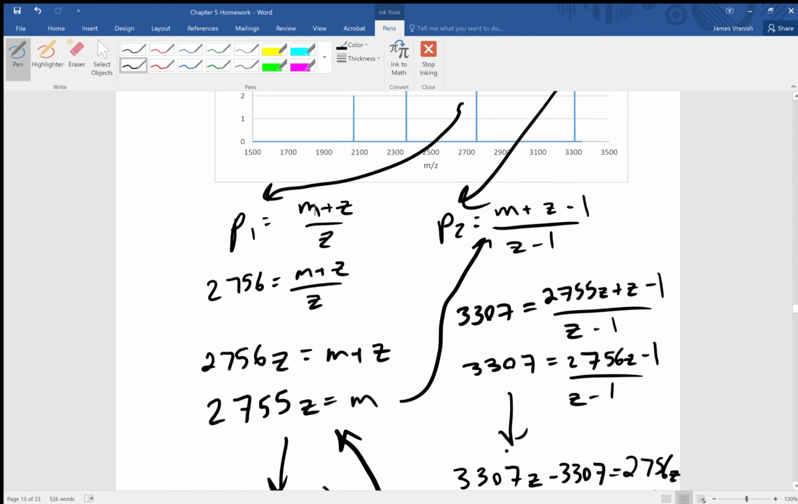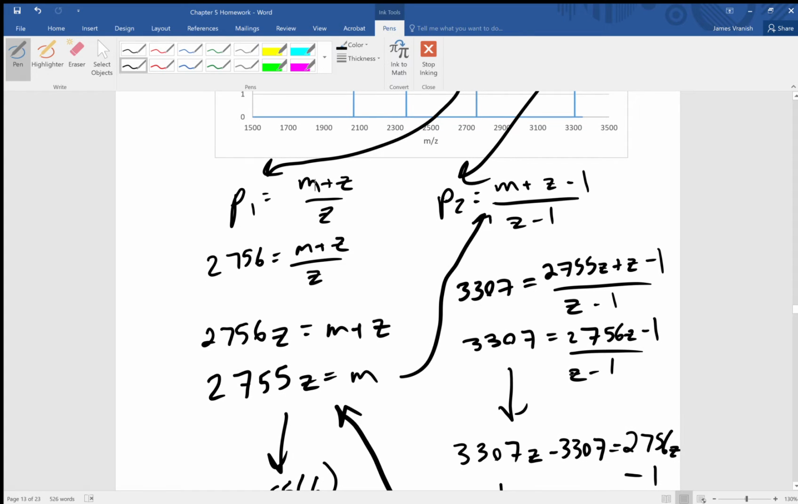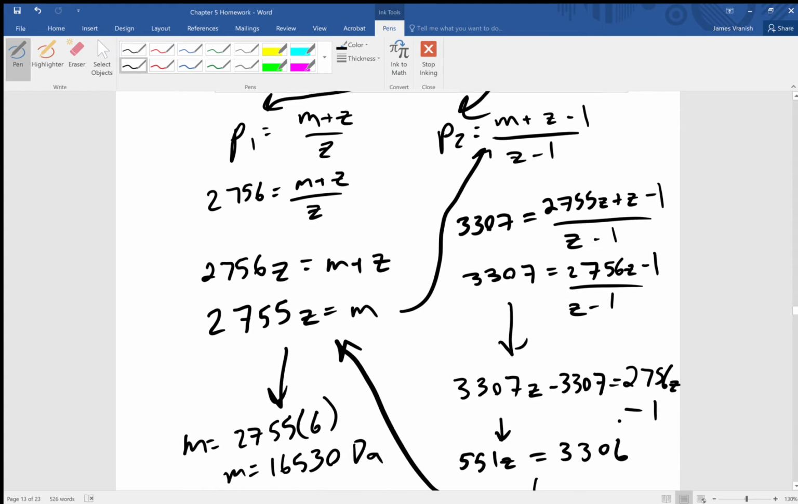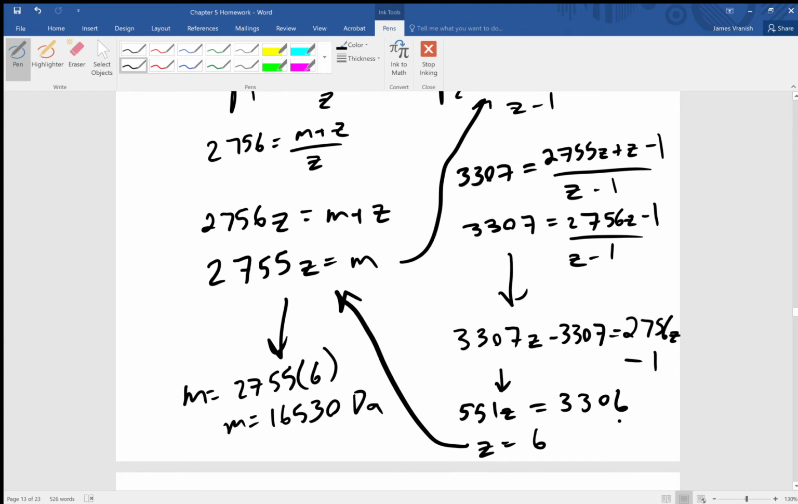Once we're at that version, we can now multiply both sides of the equation by the quantity z minus 1. When we do that, we end up with 3307 times z minus 3307 is equal to 2756z. Sorry, I ran out of room down here with this part of the equation. Now what we need to do is move our z's to one side and everything else to the other. So we'll subtract 2756z from both sides, giving us 551z, and we'll add 3307 to both sides so that the non-z term ends up on the other side, giving us 3306.